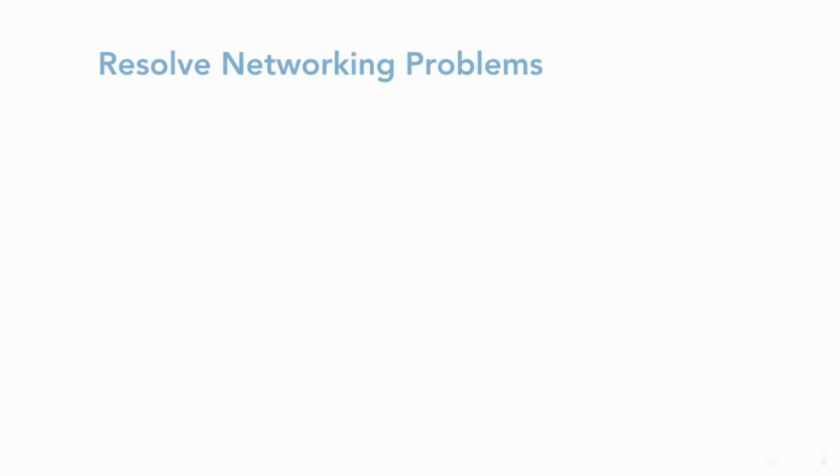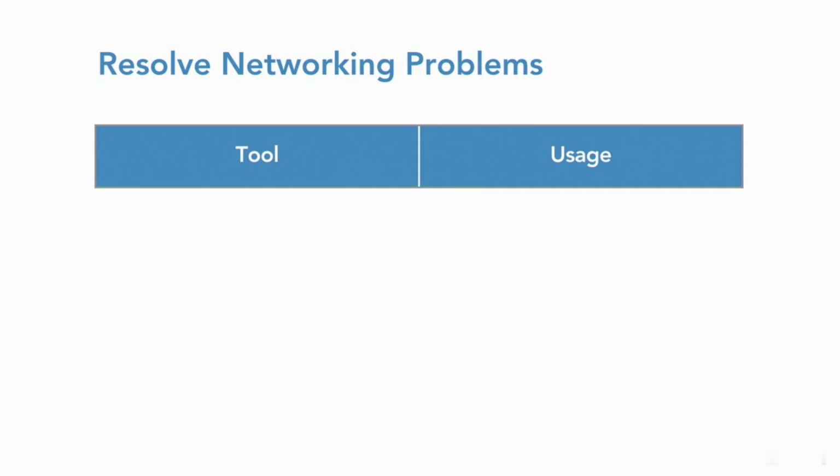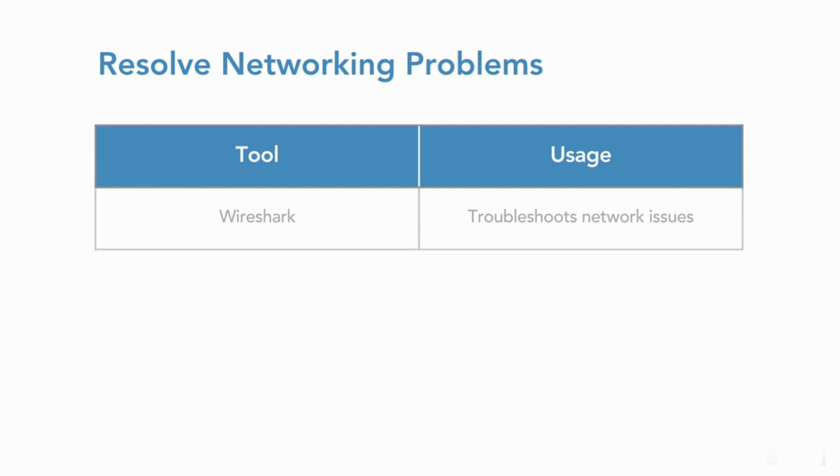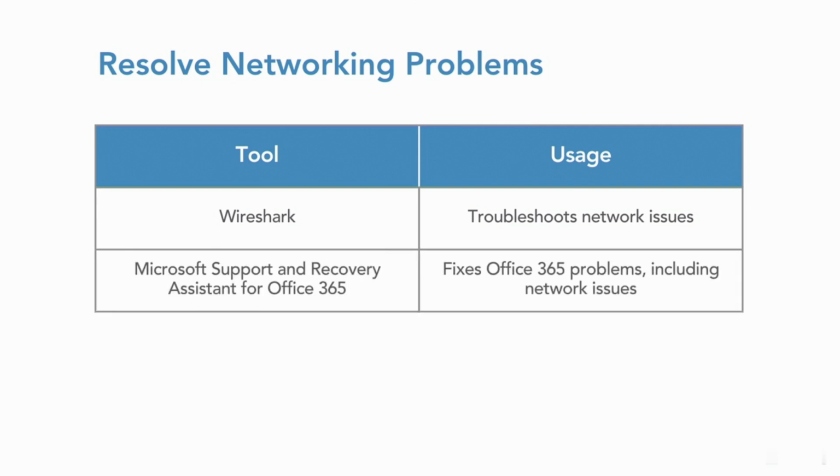There are several networking tools that you can use to help resolve networking issues. These include using a third-party network protocol analyzer, such as Wireshark. Note that the Microsoft Message Analyzer was retired at the end of 2019, but it's still a useful tool if you already have it. And the Microsoft Support and Recovery Assistant for Office 365 can be used to fix Office 365 connection problems, including network issues, and we'll see this tool later.